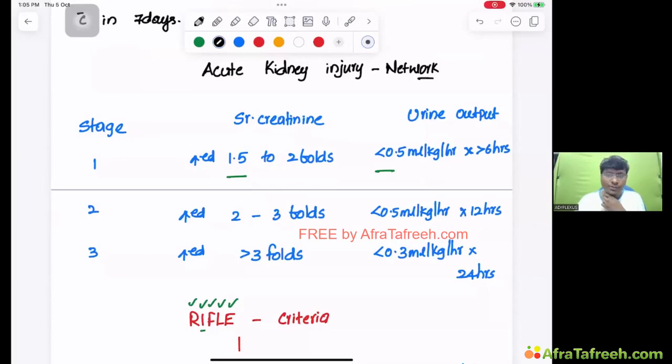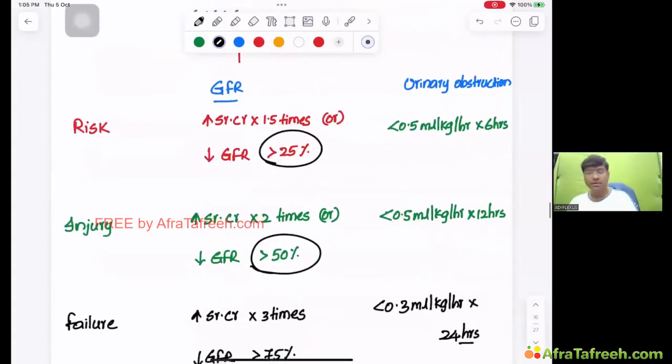And what about the urine output? Urine output should be less than 0.5 ml per kg per hour for more than 6 hours in stage 1. Stage 2, it is for nearly around 12 hours. And stage 3, it is less than 0.3 ml per kg per hour for nearly around 24 hours. Okay, that is the classification according to your Acute Kidney Injury Network criteria.